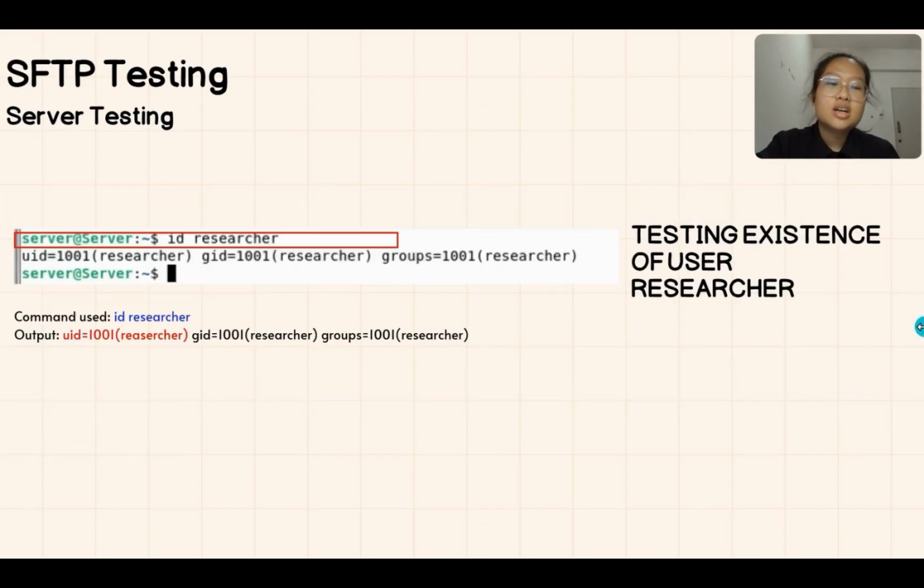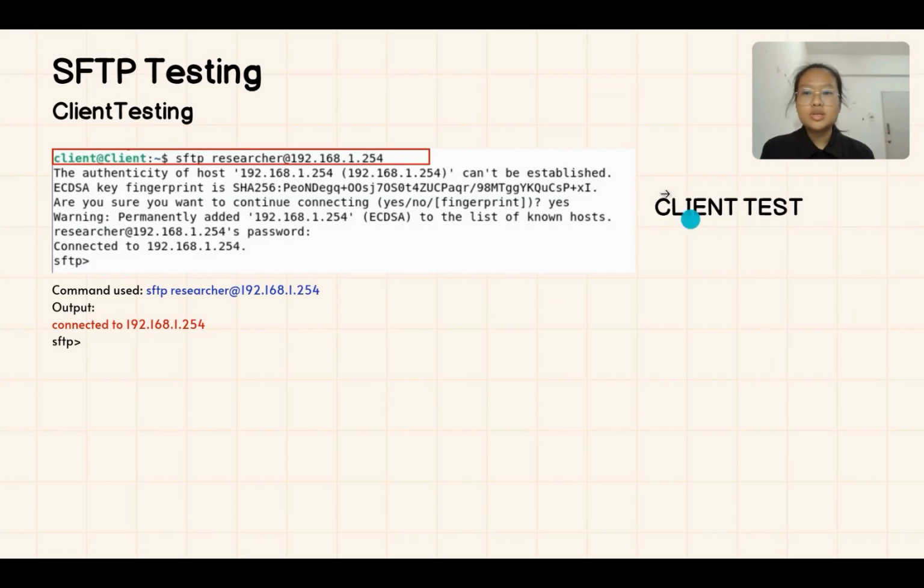And next is the testing on the existence of user researcher. When the researcher is created, it actually has the ID, the unique ID. So we just need to use the command id researcher. When it shows the ID for the researcher, it indicates that the researcher was created successfully. We also need to test on the file set where we enter this command, and the output shell is connected to the researcher, so it will change to SFTP.